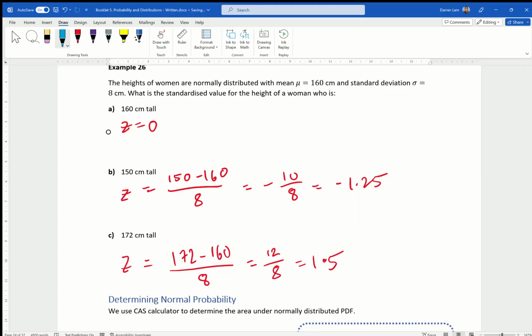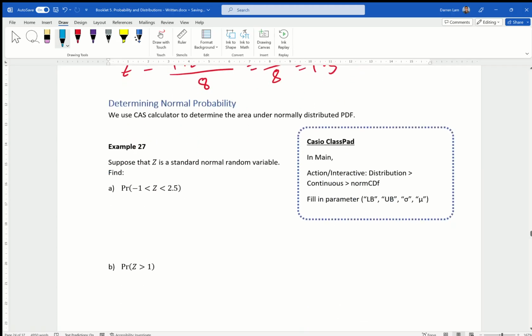Okay, let's move on. Make sure you've got your calculator with you for this one. With your ClassPad, we can calculate a normal distribution just like we can with our discrete distributions. Suppose that Z is a standard normal random variable, find the probability. To find this one, what we're really looking for is normCDF. Norm, of course, being our normal distribution, and C being cumulative, because in this particular case it's negative 1 to 2.5, so cumulative.